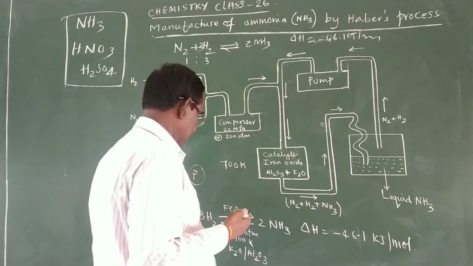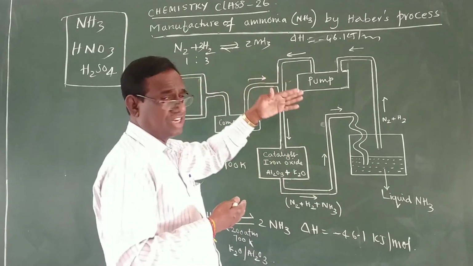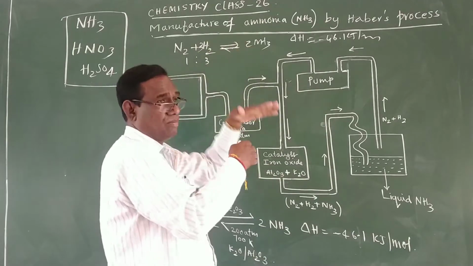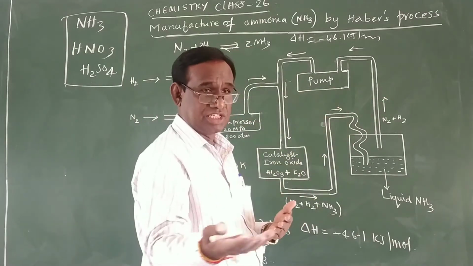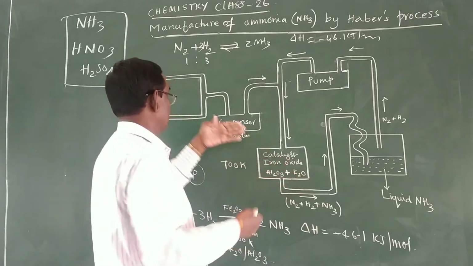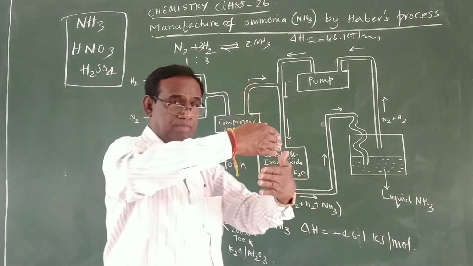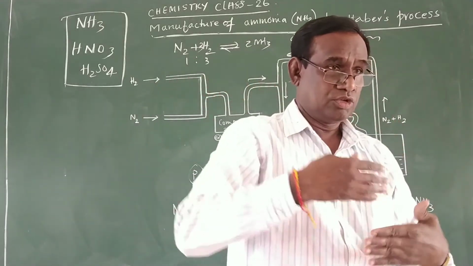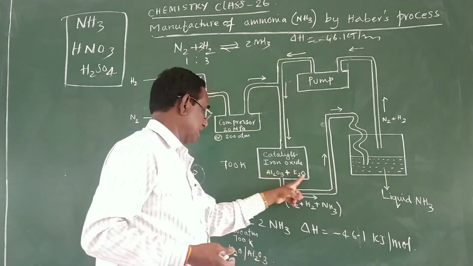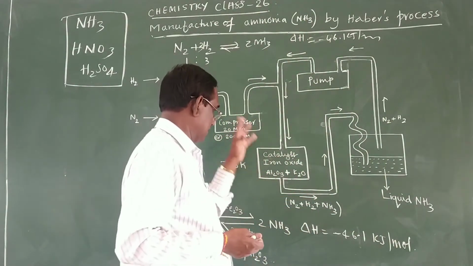These substances, Al2O3 and K2O, make the equilibrium be attained more easily and quickly. Due to the presence of aluminum oxide and potassium oxide, equilibrium is attained quickly. To attain the equilibrium quickly, you have to add Al2O3 and K2O, which act as promoters. So this is the idea.